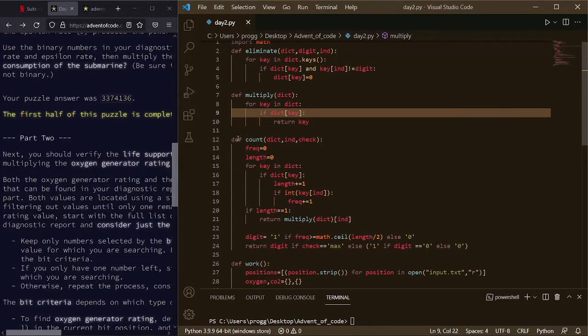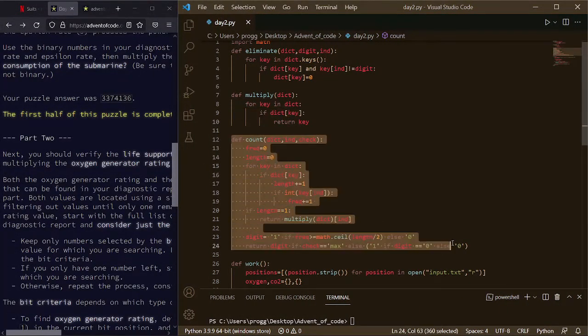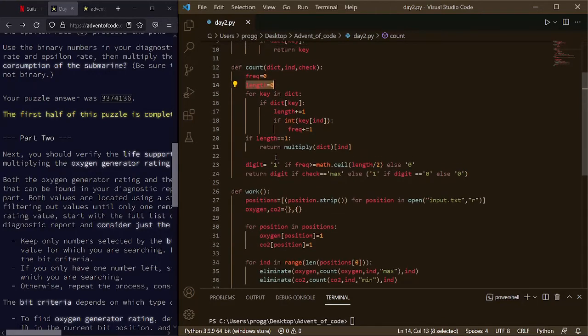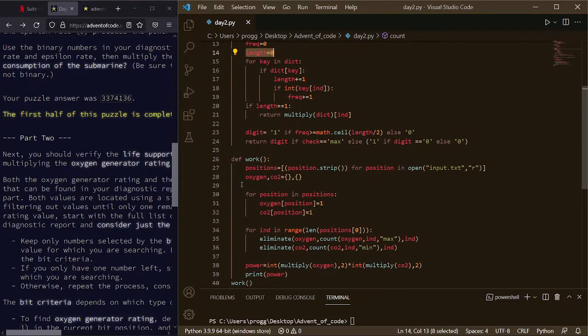Whatever I spoke about the operation, this function does it. What this does is, initially we consider the frequency to be 0 and the length. I'll come to what the length is. And okay, let me just go through this.